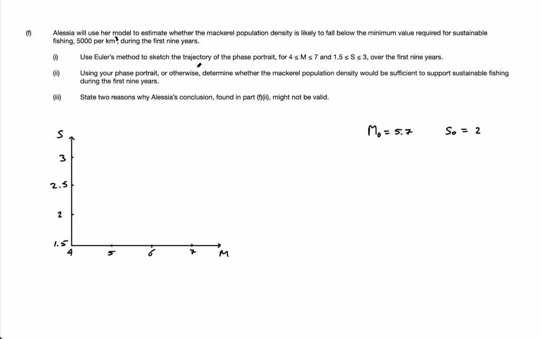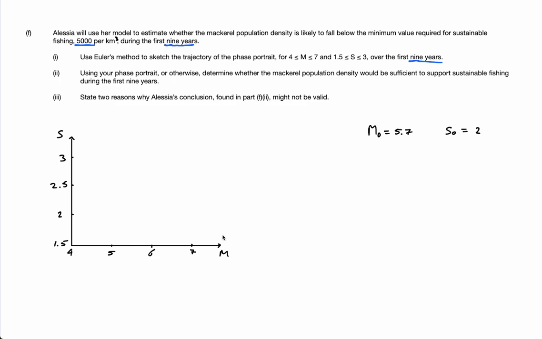Now Alicia will use her model to estimate whether the mackerel population density is likely to fall below the minimum value required for sustainable fishing. So this was the whole point of the question. During the first 9 years, guys, that is important, and 5,000 obviously is important. So it says use Euler's method to sketch the trajectory of the phase portrait from 4 to 7 for M, 1.5 to 3 for S in the first 9 years.